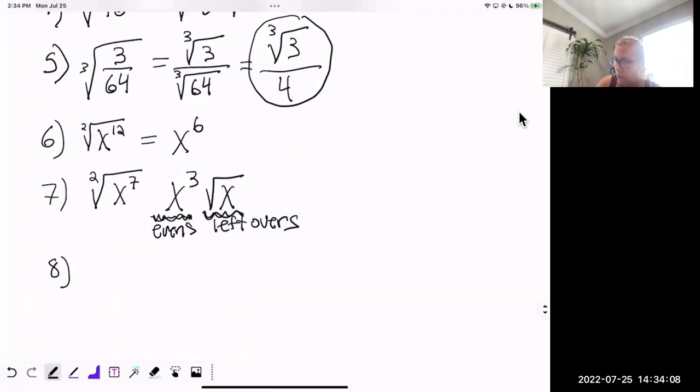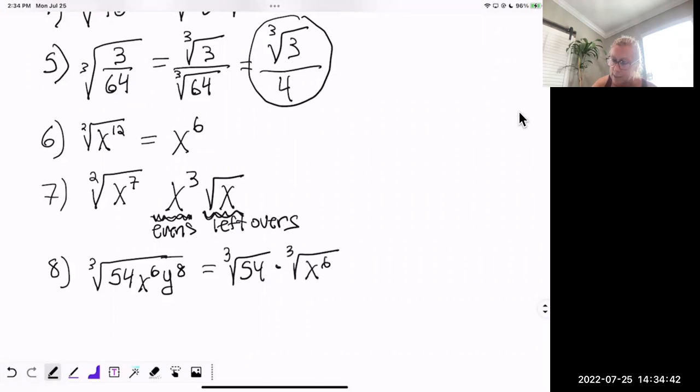Number 8. Oh, cube root, sorry. Cube root of 54, x to the 6, y to the 8th. Now we can break it into 3 parts if you want, or we can try to do it in 1 part. Maybe for the first time, we'll break it into 3 parts. Okay, the cube root of 54 times the cube root of x to the 6 times the cube root of y to the 8th. Because we can do that. We can break it into pieces.